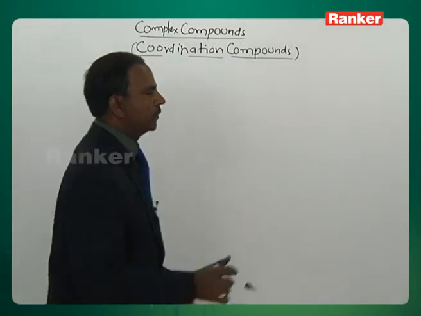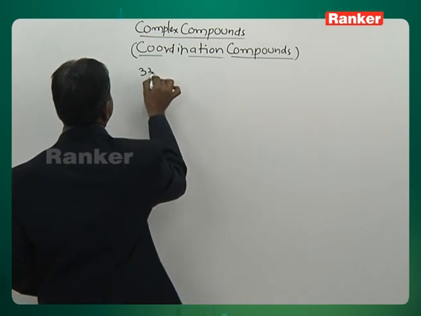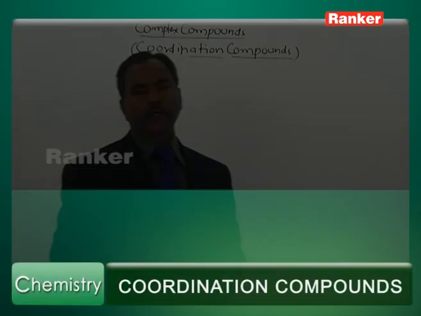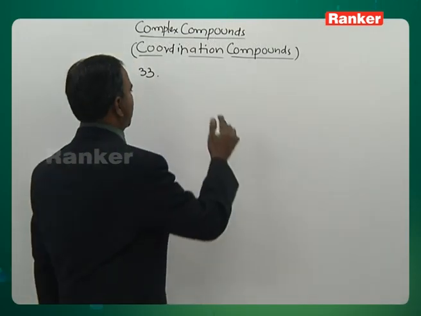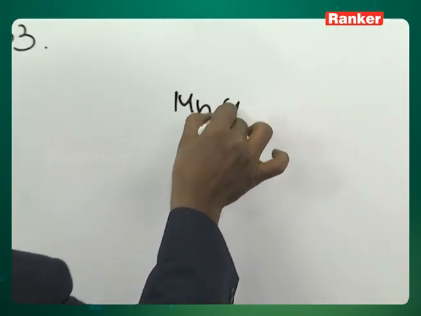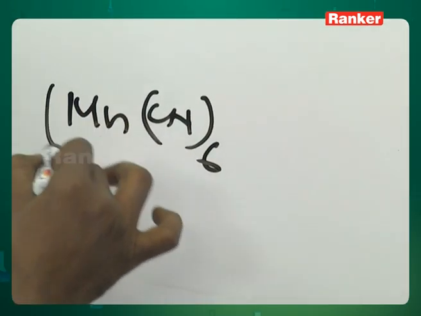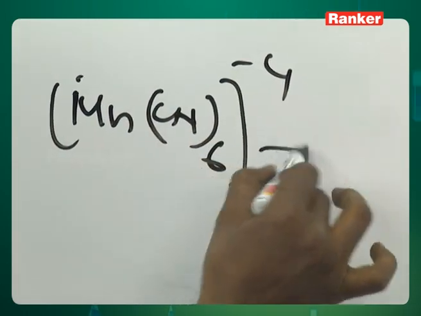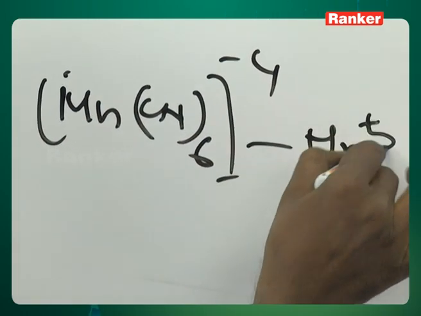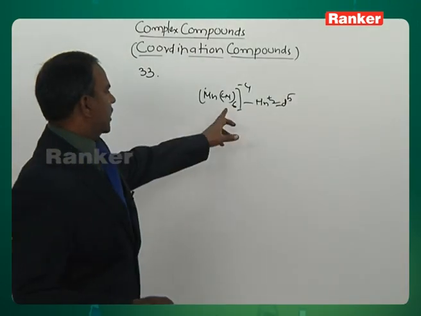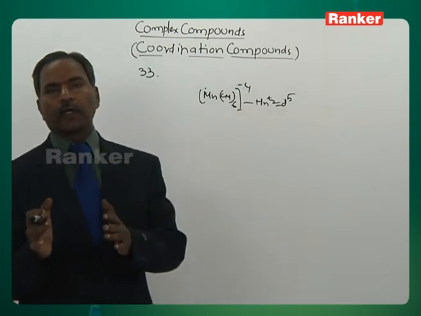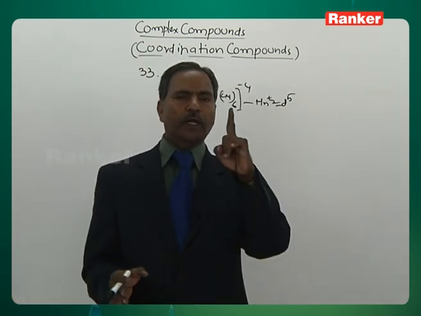Question number 33. The complex Mn(CN)6 4- is an inner orbital complex. The number of unpaired electrons in the d orbitals is? Mn(CN)6 4- is given. Minus 4 means Mn +2, which means d5. Moreover, cyanide is strong field, so electrons are getting paired. Once electrons are getting paired, only 1 unpaired electron is remaining.